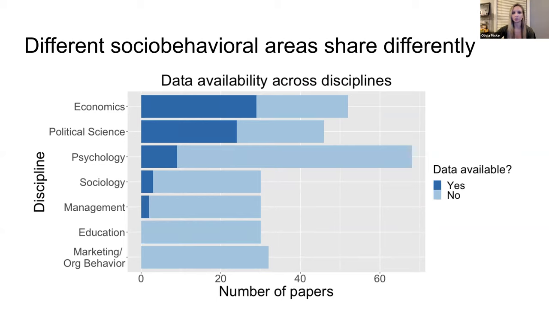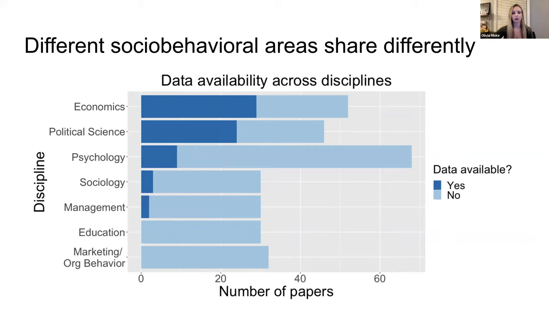But looking across disciplines within our sample, so far it looks like roughly more than half of the papers in economics and political science contain publicly available data, compared to a much smaller amount within psychology and sociology. So somewhere around like 10 to 13% had original data and code available. And then little to no papers with publicly available data from education and marketing, org behavior, and other fields not shown here. Though again, we've only assessed a small number of papers from these fields so far.